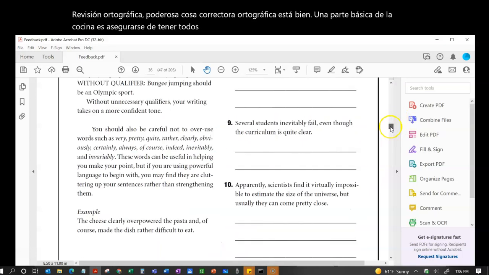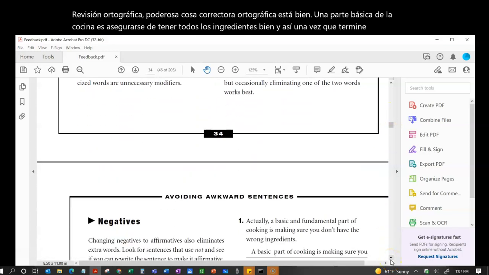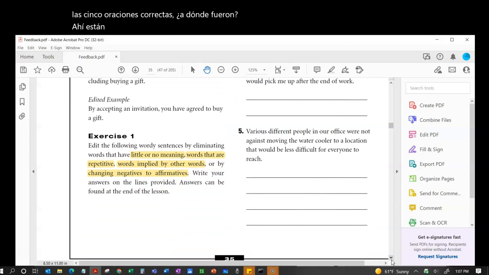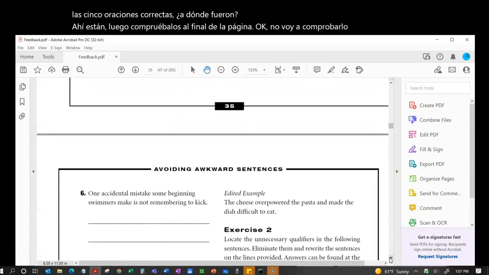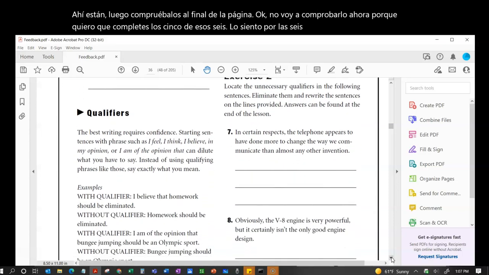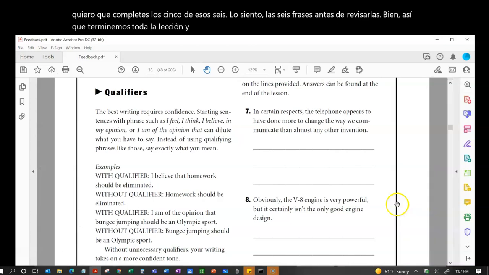And so once you finish all of those sentences, then check them at the end of the page, okay? I'm not going to check it now because I want you to complete all 6 of those sentences before you check them, okay? So let's finish the entire lesson and then you can go back and check them, okay?